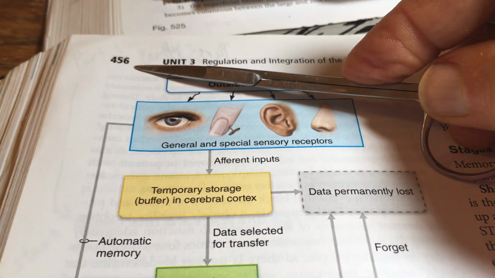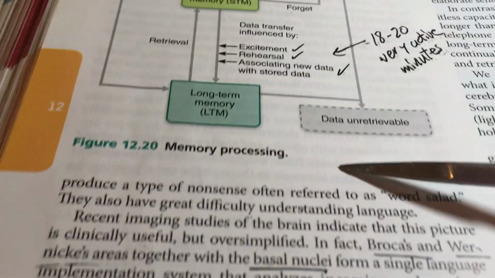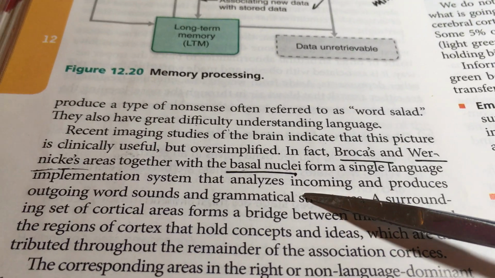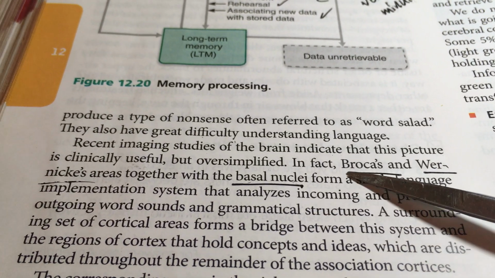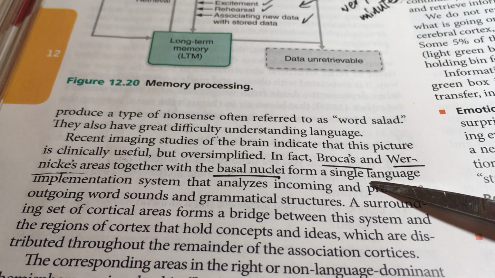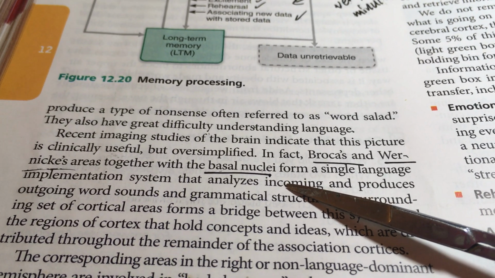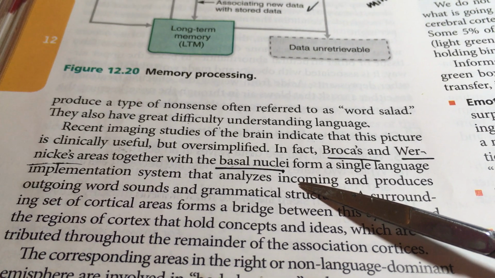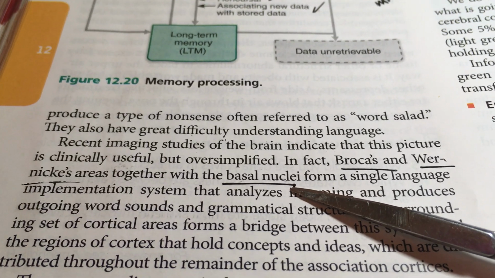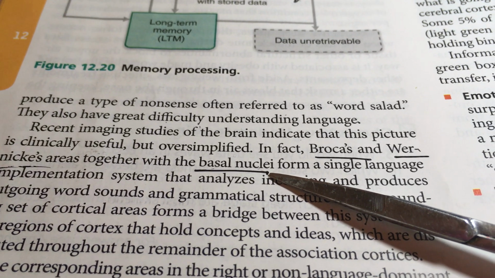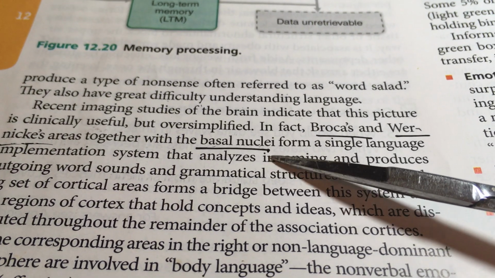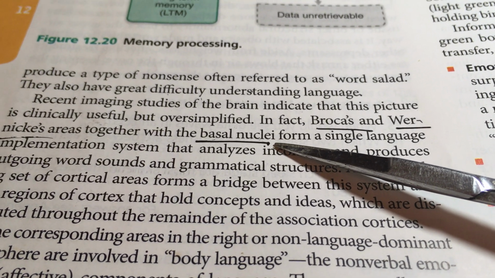We're actually looking at page 456, and we're right below figure 12-20, and they're talking about here the relationship of Broca's and Wernicke's area, that together with the basal nuclei form a single language implementation system. So that is to say, in order to speak clearly and enunciate properly and to utilize the sounds of a particular language, basal nuclei are important in this.